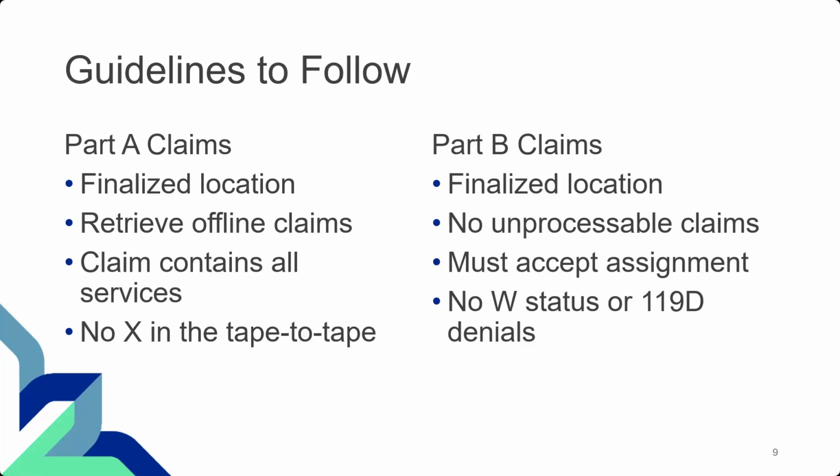Now, for Part B claims that are billed on a CMS-1500 or an 837P, your claim should also be in a finalized location. Appeals cannot be submitted on unprocessable claims. Instead, you should submit a new claim. You are unable to request a redetermination if you do not accept assignment on the claim. And finally, if your claim has a W status or if it has been denied with Edit 119D, an appeal cannot be requested.